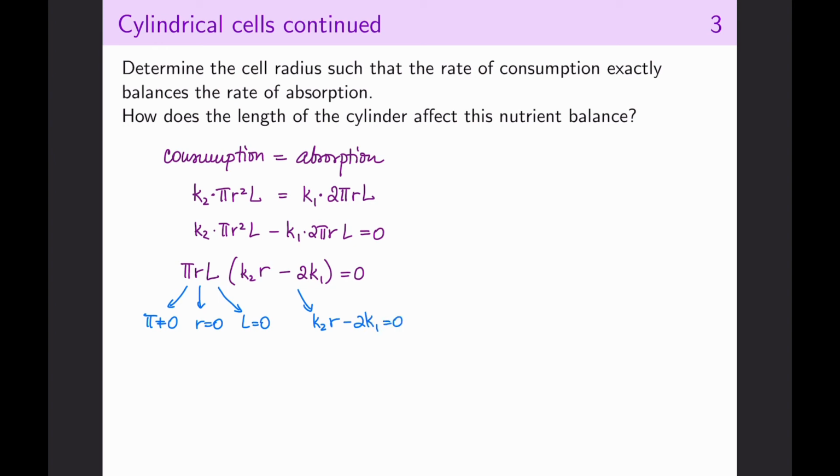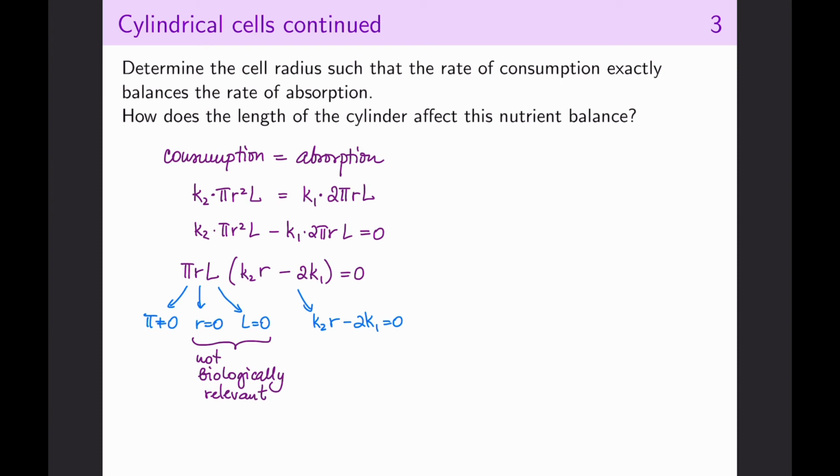Notice that I can immediately eliminate these two cases as not being biologically relevant. And that, of course, is because these would represent the case where the cell is trivial, non-existent. Either the radius is zero, so my cylinder doesn't have a radius at all, or the length of it is zero, so it's simply just a point. So these are not biologically relevant. They are, of course, mathematically present, but not biologically relevant to our situation.